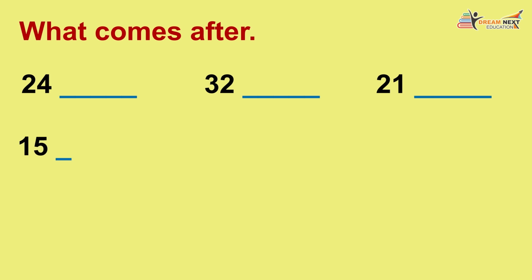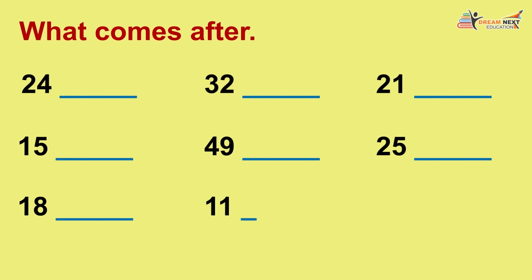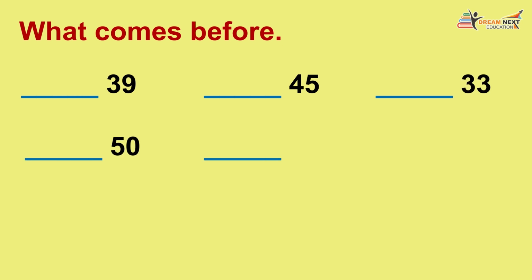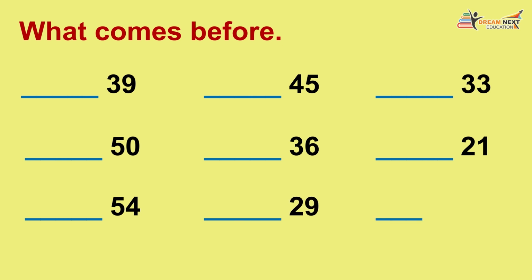Recap. What comes after? 24, 25; 32, 33; 21, 22; 15, 16; 49, 50; 25, 26; 18, 19; 11, 12; 39, 40. What comes before? 38, 39; 44, 45; 32, 33; 49, 50; 35, 36; 20, 21; 53, 54; 28, 29; 18, 19.